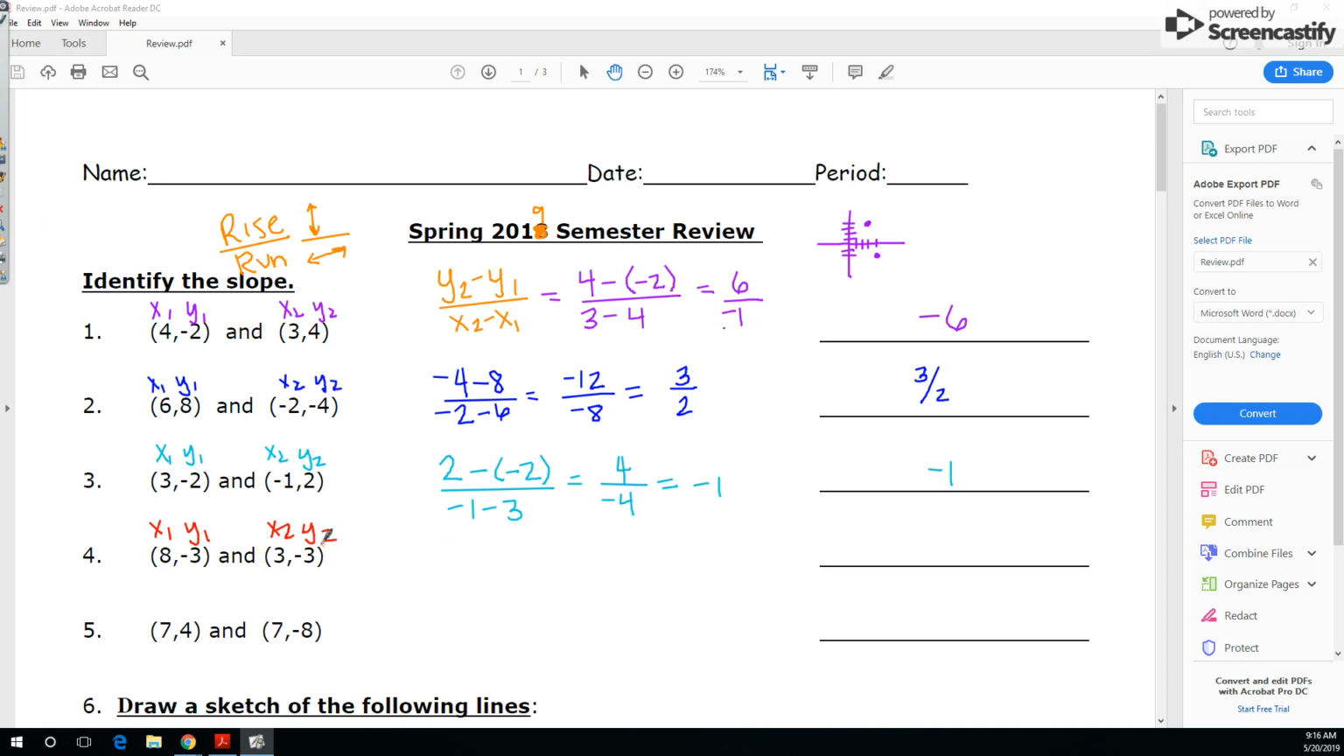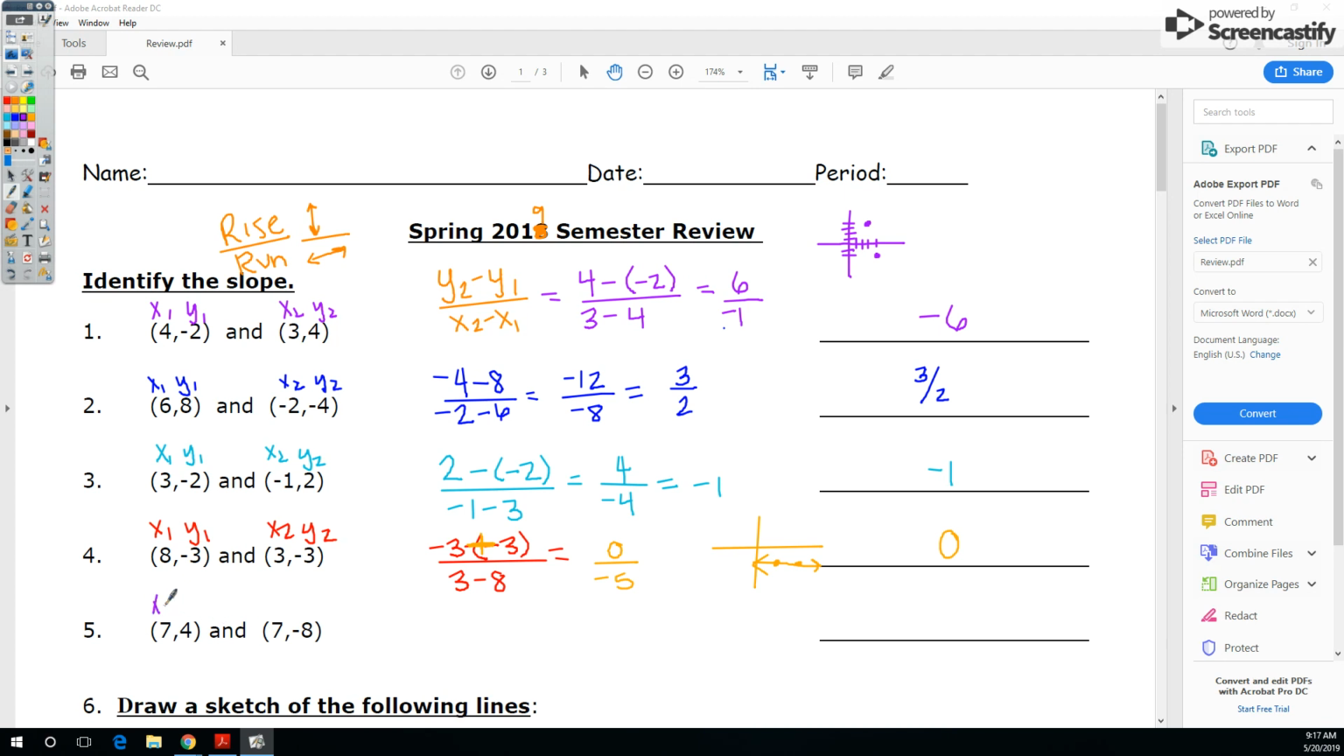Okay, so we have y2 and y1 are both negative 3. So negative 3 minus negative 3. And then we have 3 minus 8. These two negatives make a positive, so that is 0. 3 minus 8 is negative 5. 0 divided by anything is 0. So when we see these ordered pairs graphed out, we have positive 8, negative 3, and positive 3, negative 3, and we see that those are right in line with each other for a horizontal line and a 0 slope.